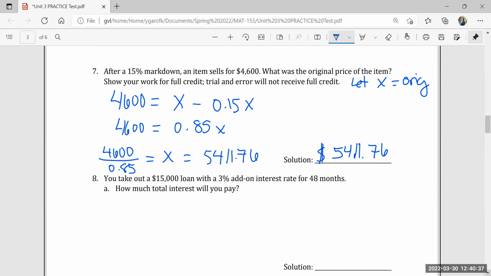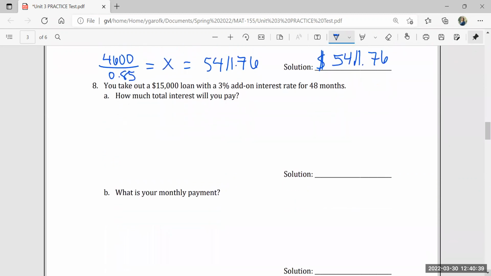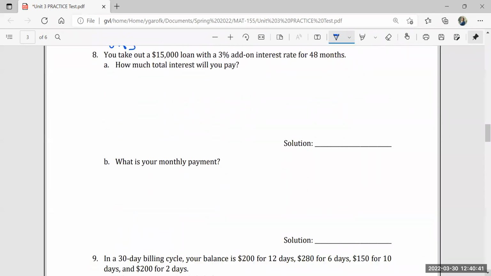Okay, let's move into interest here. You take out a $15,000 loan with a 3% add-on interest rate for 48 months. It's important to note that 48 months is 4 years. How much total interest will you pay? Remember, the add-on interest is simple interest.